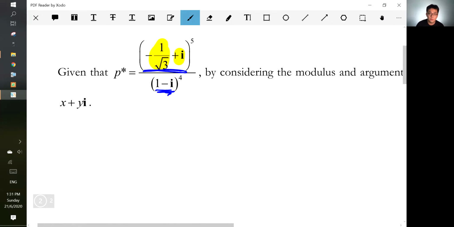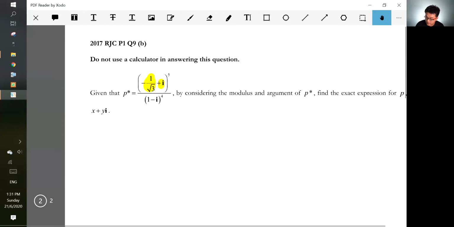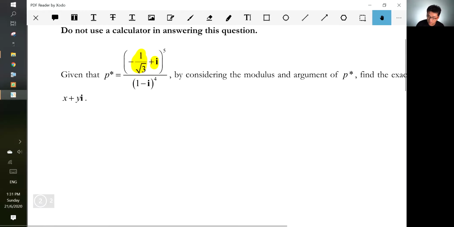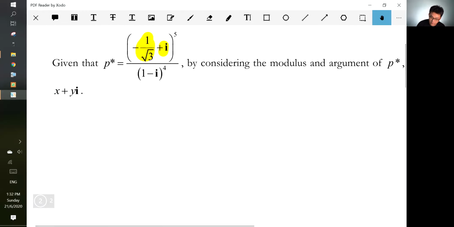This one is 1 to 1. So you can also find the exact argument and also the modulus. You get what I'm saying? So by considering the modulus argument of P0, that's pretty okay. So first of all, you let this one inside here be a complex number.